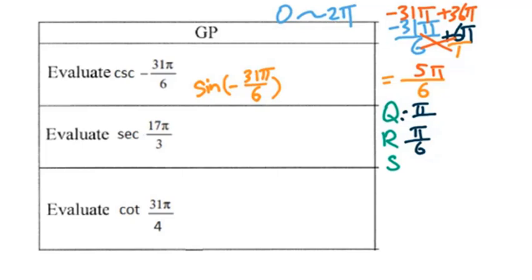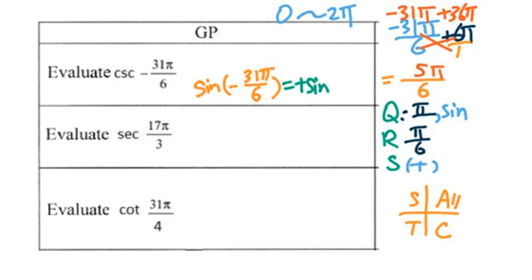For sine, we go to All Students Take Calculus. I'm looking for sine in the second quadrant. That means positive. Therefore, I will get positive sine pi over 6. Pi over 6 is 30 degrees. Therefore, you get 1 over 2. Now, when I flip 1 over 2, I get positive 2. That's the answer for cosecant negative 31 pi over 6.